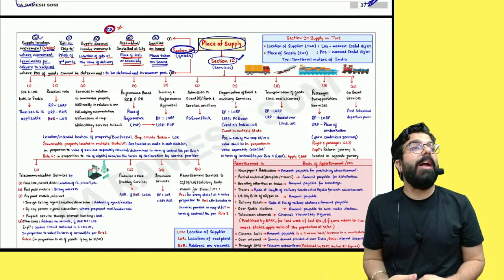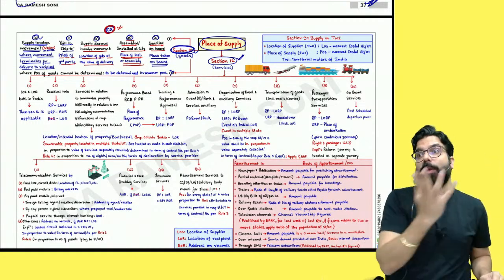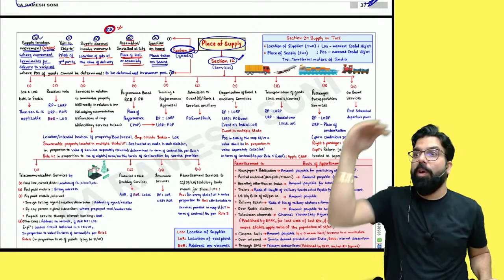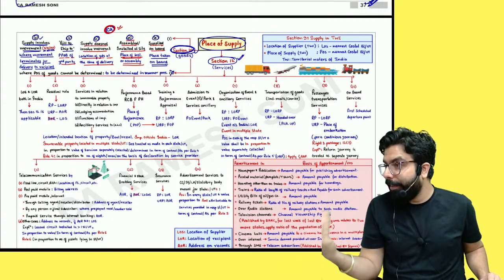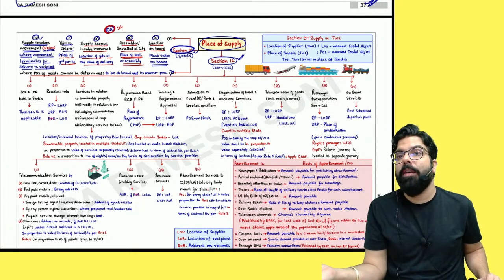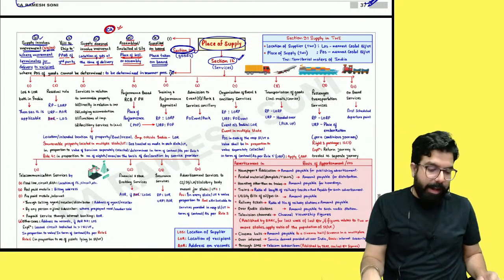Last one, goods supplied on board. Goods were going in a train. It can go in a train, it can go in a plane, it can go in a bus. Are we clear? Place of supply is what? Where the goods are loaded. Are we clear? Can I go ahead, everyone?